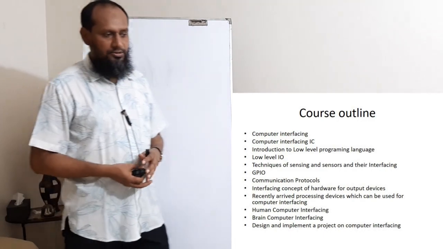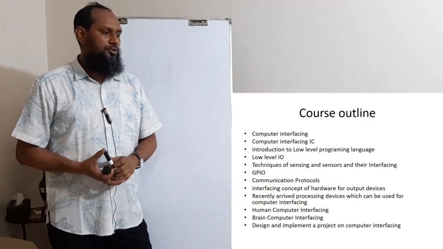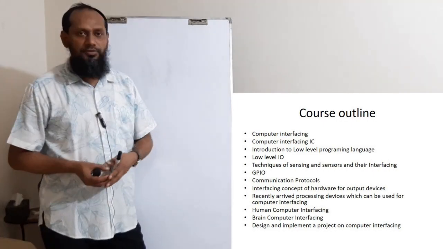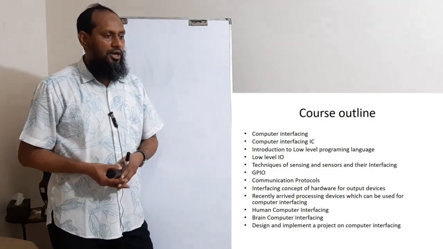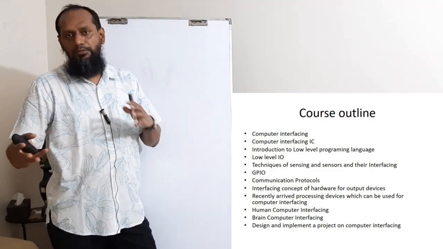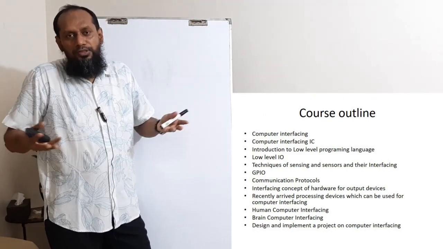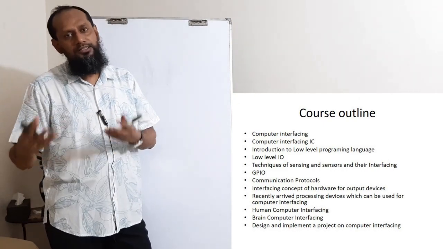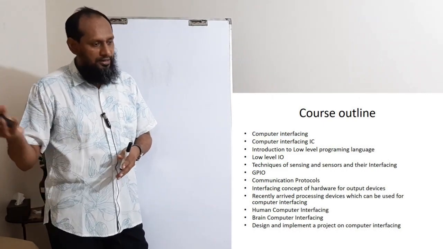This is our course outline. In this semester we are going to discuss these issues. Firstly, an introduction to computer interfacing. Then the computer interfacing IC, as I told you, 8255. Then we are going to cover low-level programming languages, because some of you may be afraid of low-level programming languages like C and think maybe it is very complicated, but I would like to show you it is a very simple programming language like Java or other languages.